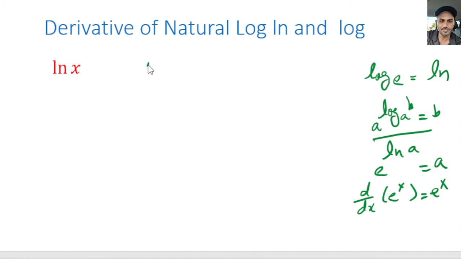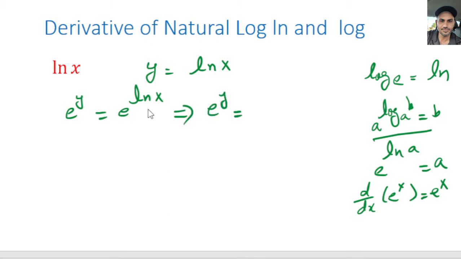So I'm going to write it as y equals ln of x. This is our function. Then I'm going to bring this into the exponential form. So it's going to become e to the y equals e to the ln of x. Now here e to the y equals this e to the ln of x. We're going to use this property e to the ln of a is equal to a. So e to the ln of x is just going to be equal to x.